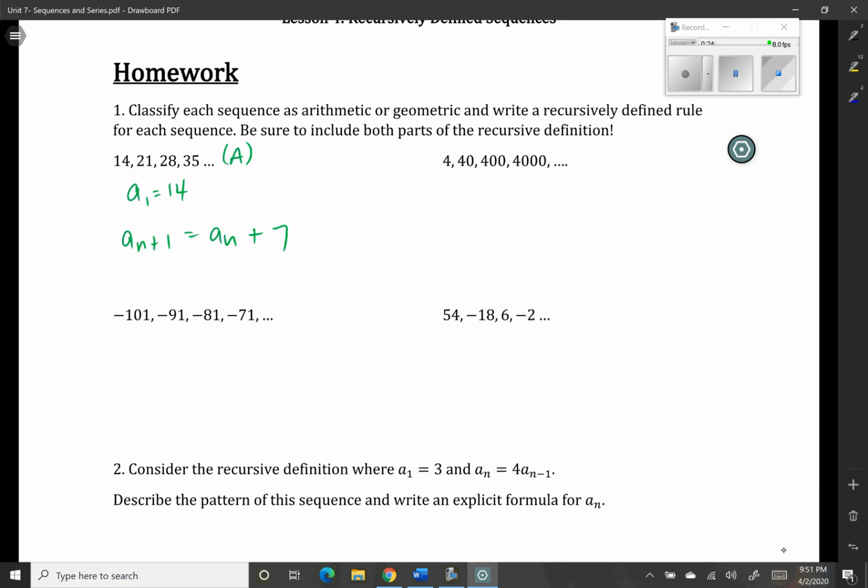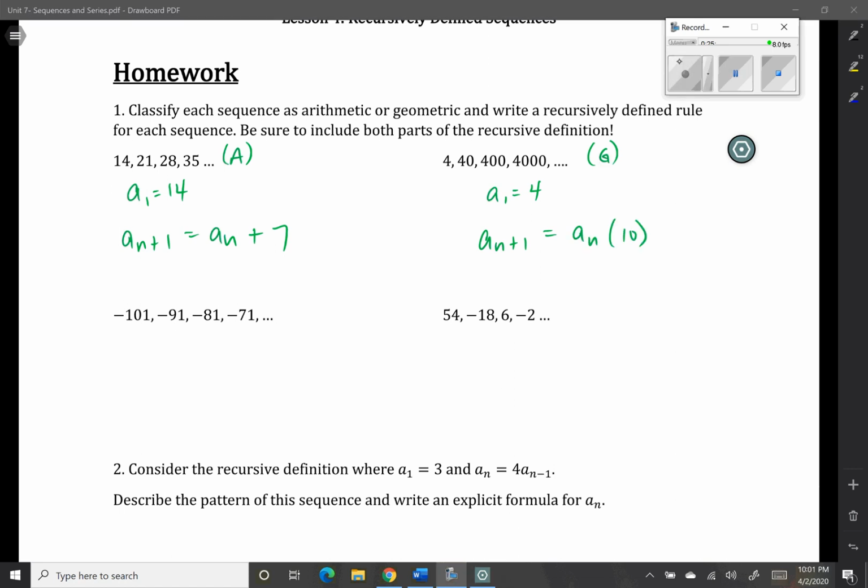For the next one, this is an example of a geometric sequence, because I see that there's a common ratio. The common ratio is times by 10. So if I want to define this recursively, I'd say a sub 1 is 4, and then I'd say any term is equal to the previous term times 10.